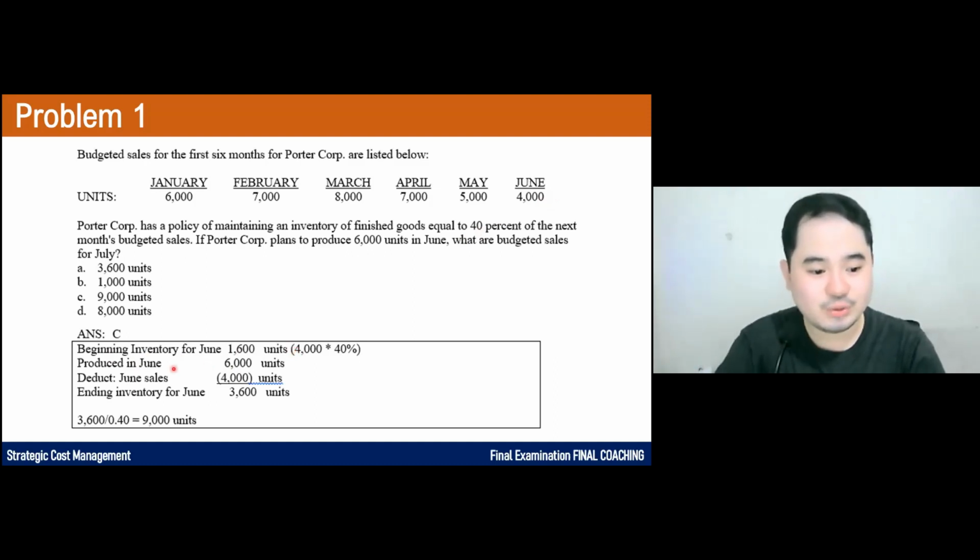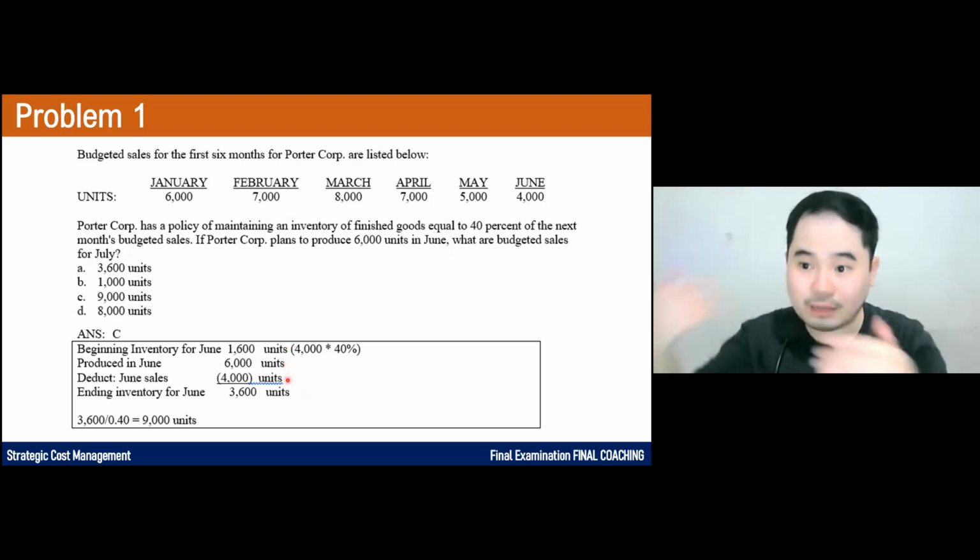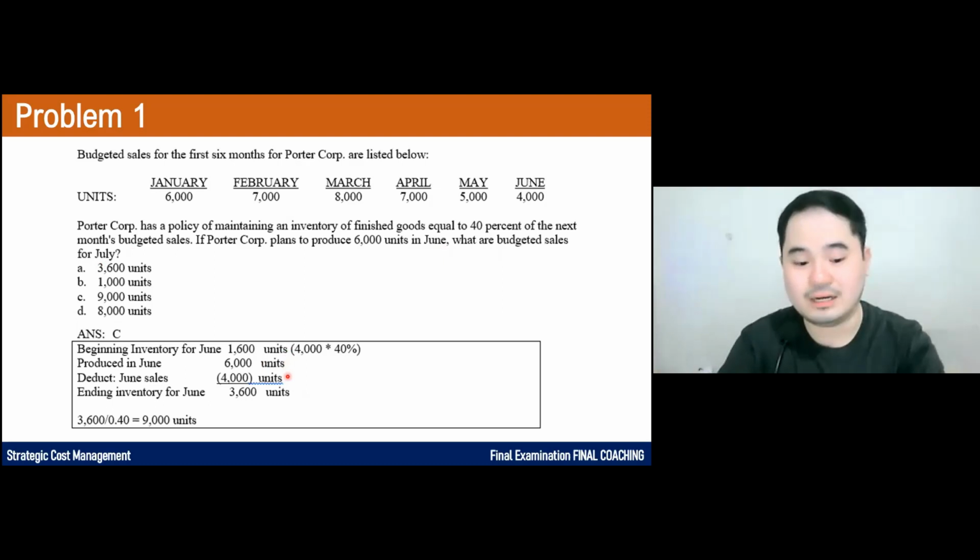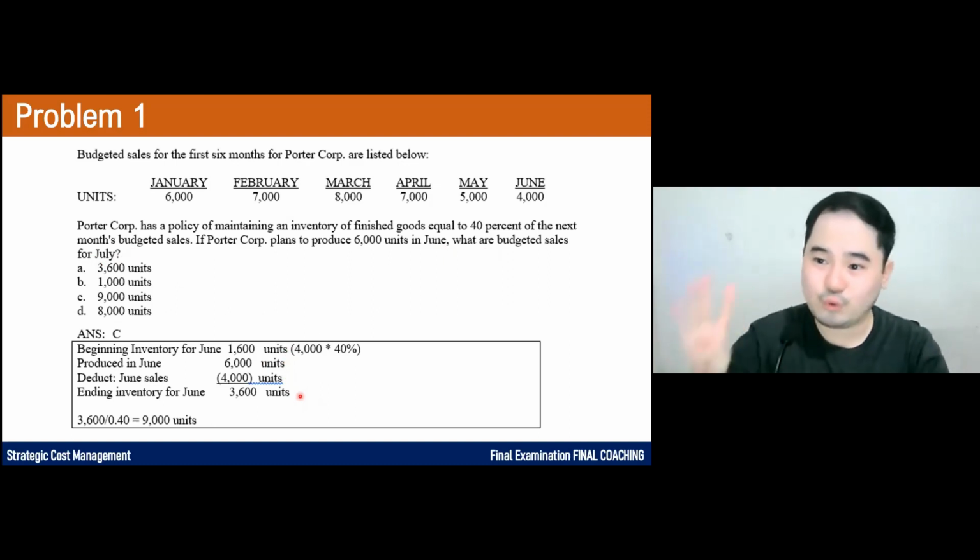Yun po yun. And then yung production po natin ng June, add po natin, which is 6,000 units. Yun po kasi yung pinaplano nilang i-produce ng June. Okay? Ang tanong po sa atin ay budgeted sales for July. So paano na po natin kukunin yon? I-minus muna po yung June sales. Bakit ganon? If this is your beginning inventory and this is your production, ibabawas mo naman yung lalabas ng warehouse na natapos mo for selling, 'di ba? So binenta mo yung 4,000 units, ang matitira sa iyo 3,600 units. Eh sabi natin, ang tanong kasi sa inyo, budgeted sales for July. Eh sabi natin, ang ending inventory is 40% of the sales of the next period.